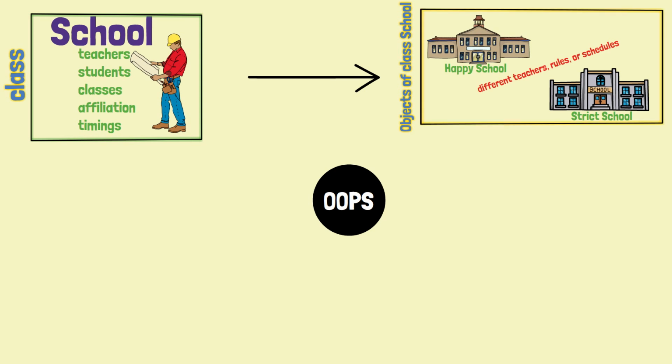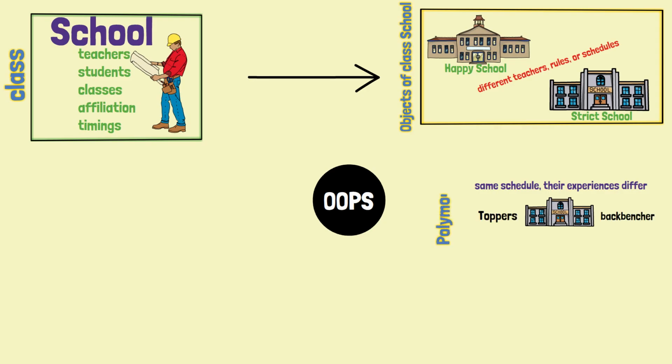In the same school some students feel excited while some students feel trapped. Even though both students follow the same schedule, their experiences differ. This is polymorphism. The same action, attending class, can have different outcomes.